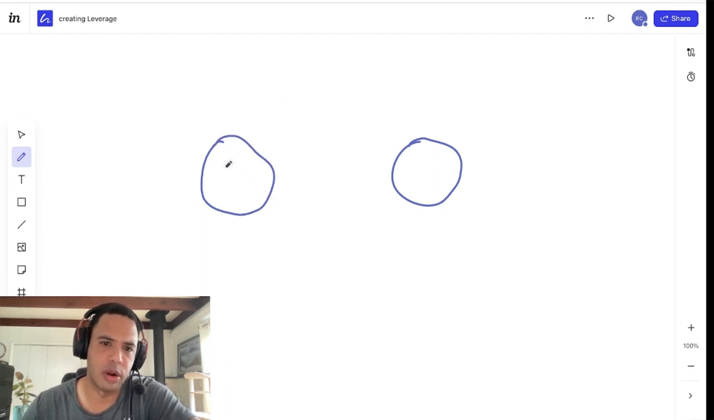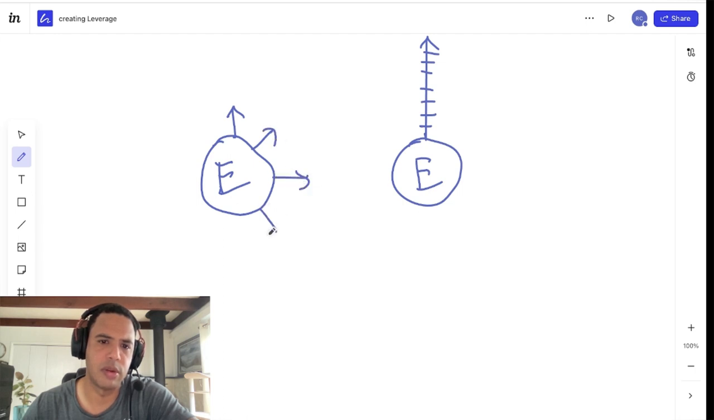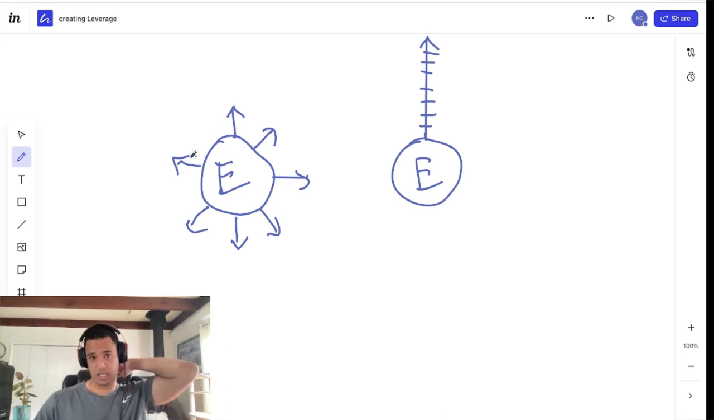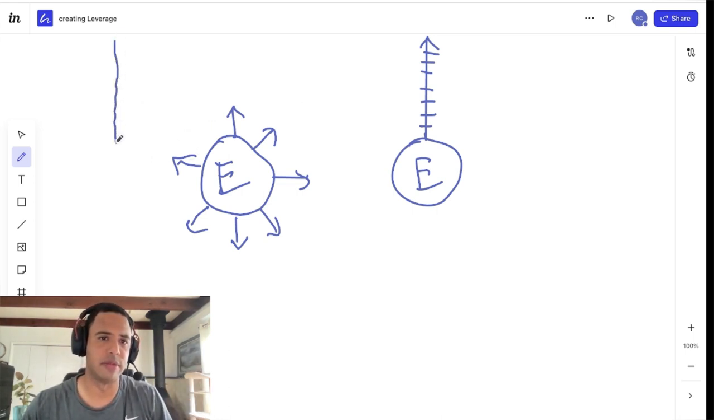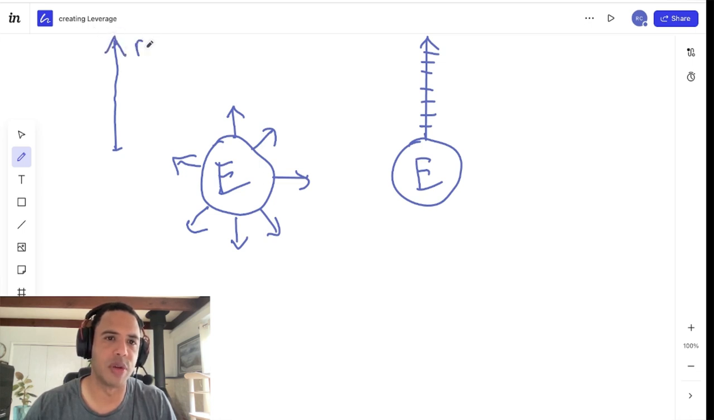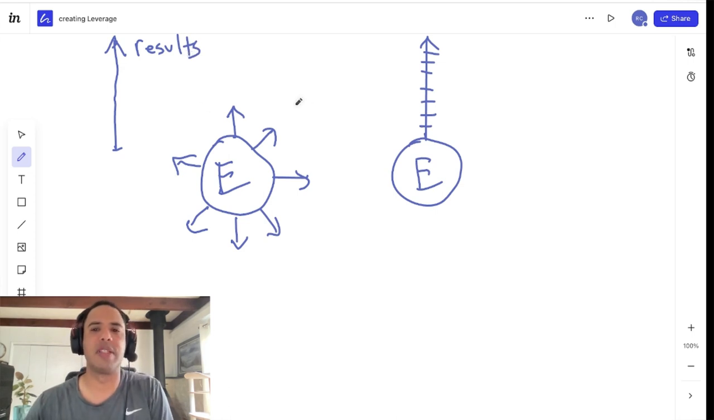So this is our energy, right? This is the energy in a day that we all have as human beings. And imagine this is like 1, 2, 3, 4, 5, 6, 7 units of energy. From the top of this energy ball up to here, this is your results, right? And so think of this as all of this energy focused in one direction. You get better results. This is energy focused into a lot of different directions, right?